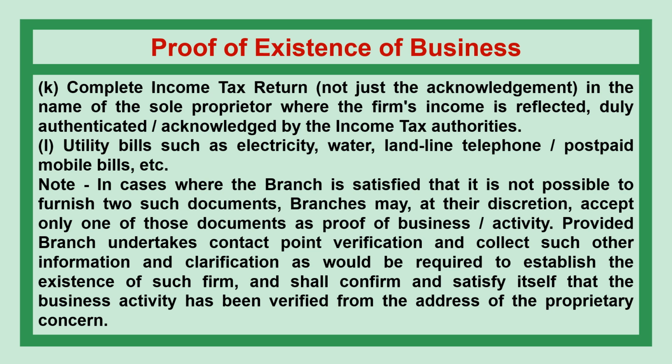Note: in cases where the branch is satisfied that it is not possible to furnish two such documents, branches may at their discretion accept only one of those documents as proof of business or activity, provided the branch undertakes contact point verification and collects such other information and clarification as would be required to establish the existence of such firm, and shall confirm and satisfy itself that the business activity has been verified from the address of the proprietary concern.